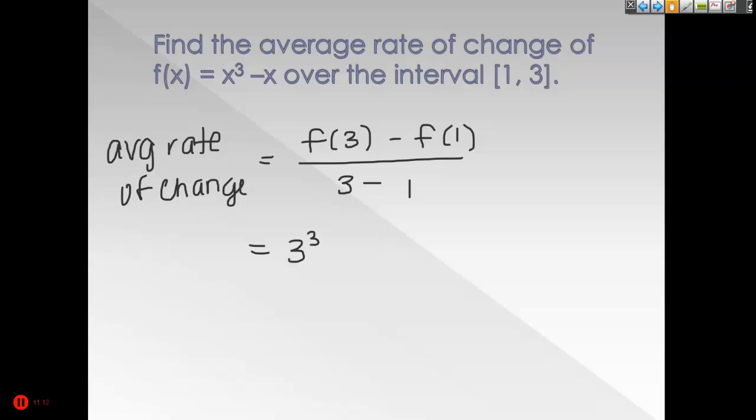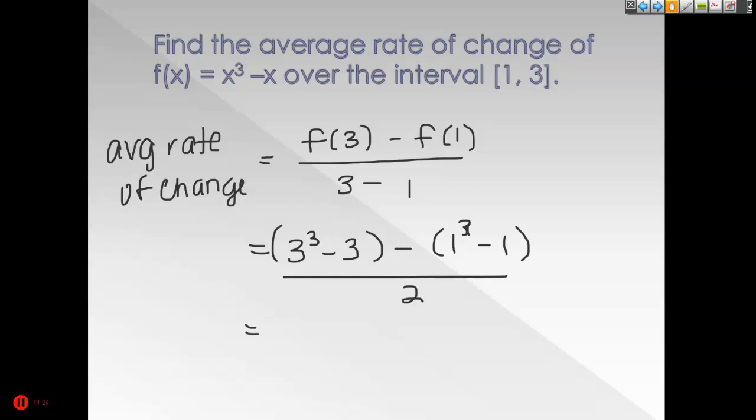So 3 cubed minus 3 minus 1 cubed minus 1, all over 2. So 3 cubed is 27. 27 minus 3 is 24. 1 minus 1 is 0. Over 2, or 24 divided by 2, which is 12. So the average rate of change of that function over that interval is 12.